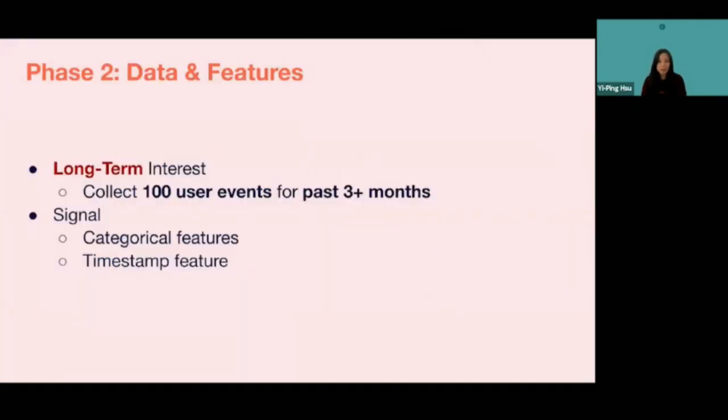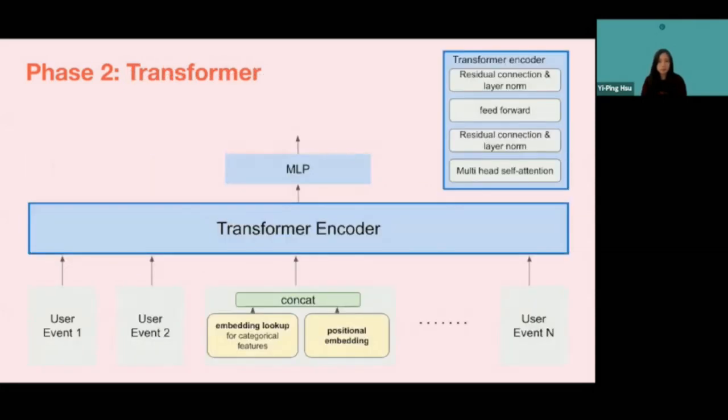So with these ideas in mind, in the second phase of this work, we collect 100 events for each user in the past 3 months. And each event has several categorical features and also timestamp features. For the second version of the user journey network, we build a transformer to learn from the sequence of user events. For each event, the model will learn embeddings for categorical features and also learn a positional embedding from the timestamp feature. All the embeddings for a given event will be concatenated together and passed to the transformer.